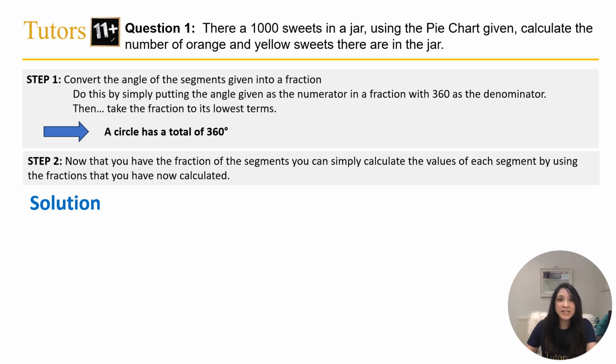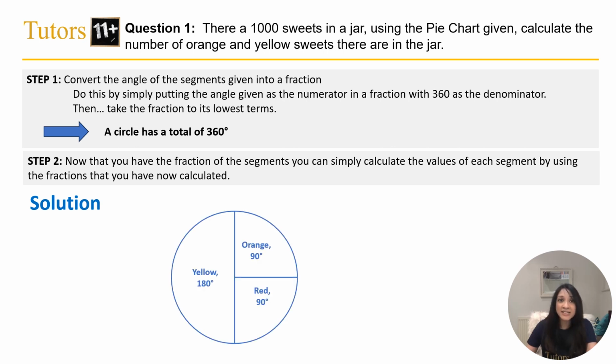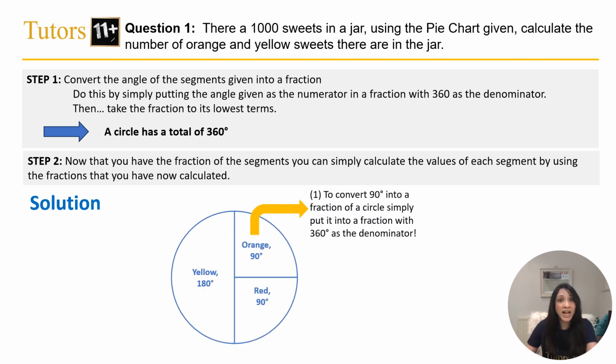If we want to calculate the number of orange sweets in the jar, we simply convert 90 degrees as a fraction of a circle as the first step. So 90 is the numerator and 360 is the denominator. This taken to its lowest terms is a quarter. Now for step 2. 1/4 of the total number of sweets can be calculated as a quarter times 1,000, which is 250 sweets.